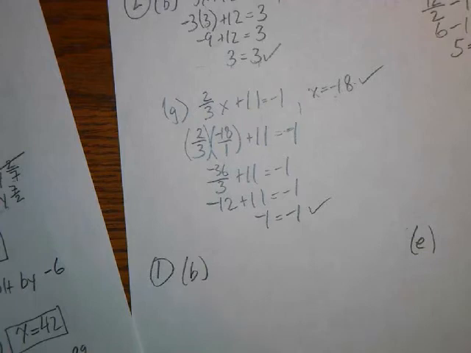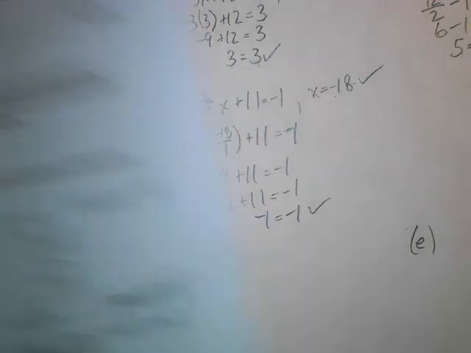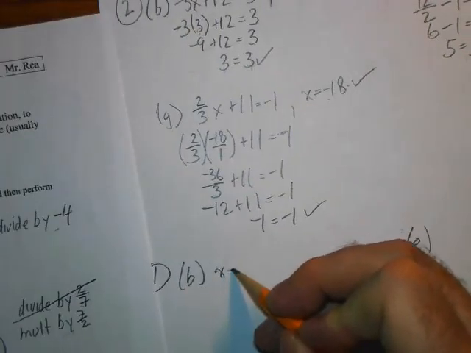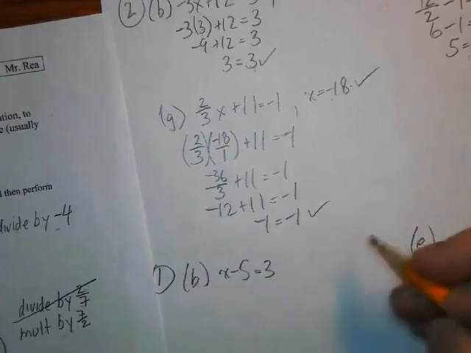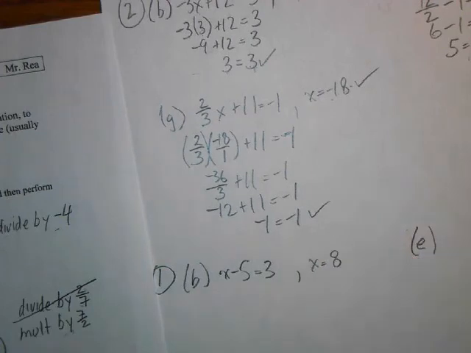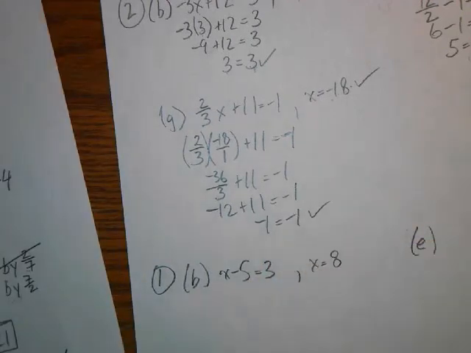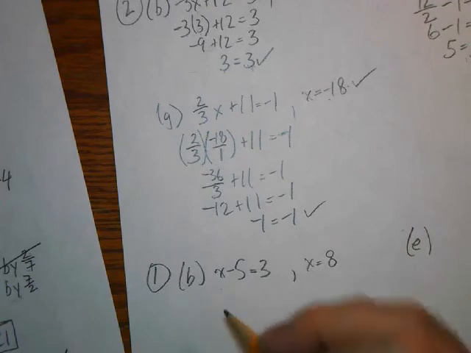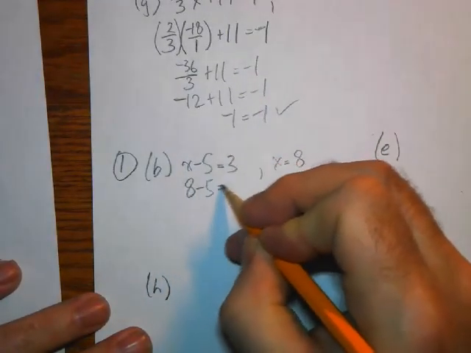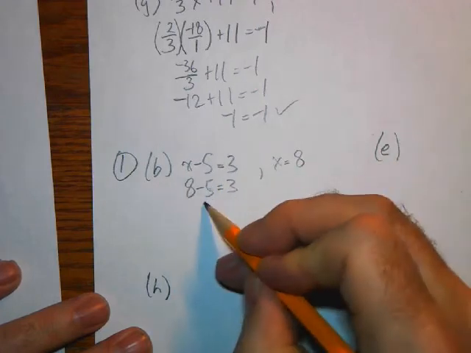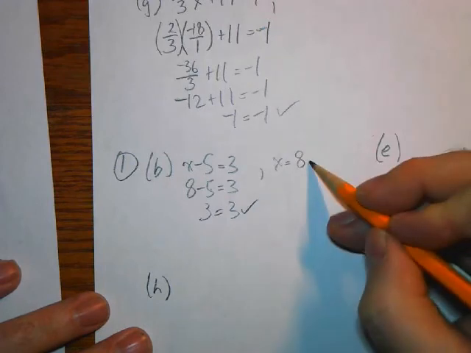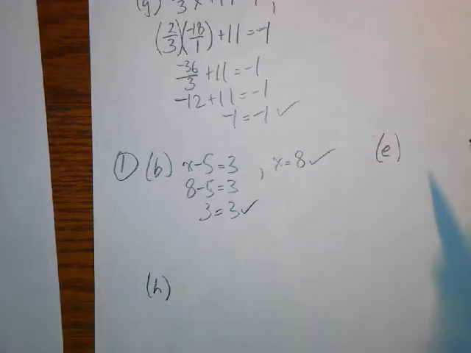H. Okay, so B, if you remember from our work that we already did, that original equation was x minus 5 equals 3, and our answer was x equals 8. So these ones will be quicker, I think. So I replaced the x with an 8, and 8 minus 5 is 3, and 3 does equal 3, so that means our solution was correct.